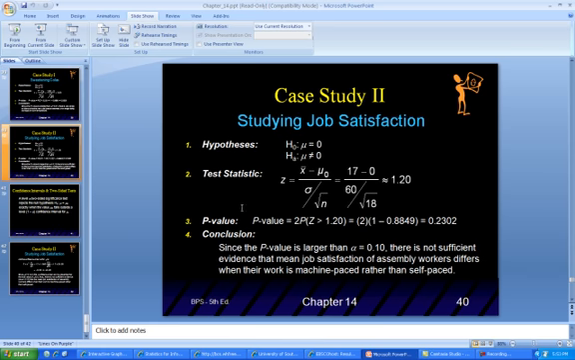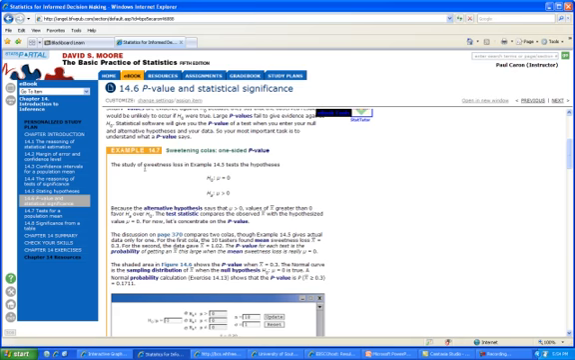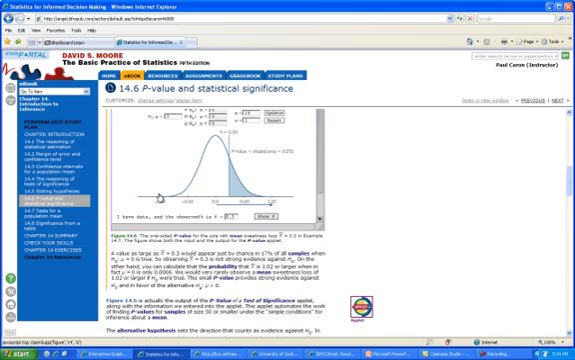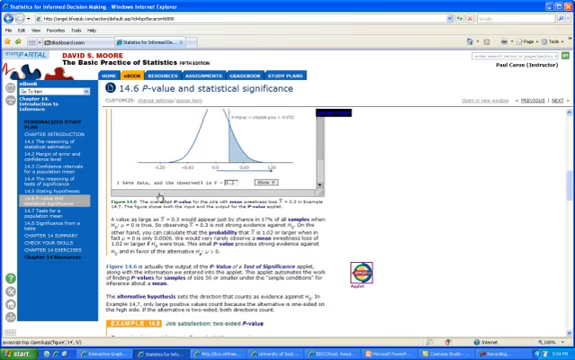And then the last thing, case study 2, the hypothesis was equal or not equal. Here's the test statistic, 1.20. And this was a 2-tailed test, so that's why we have 2 on both sides, okay? And this p-value is larger than 0.10, okay? There is not sufficient evidence that there is any change. And we can look at that in the book here. And you can also look at your applet here.